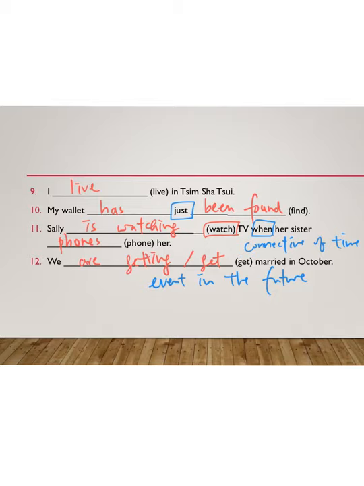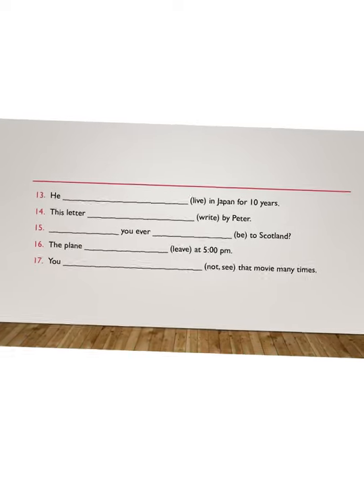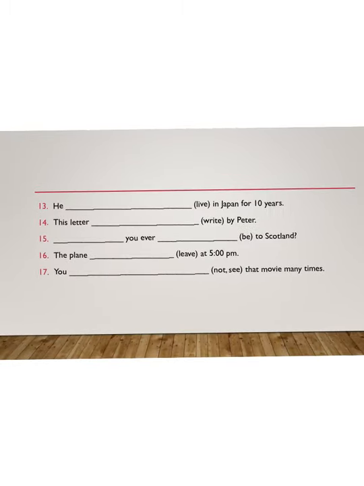Okay, so we have got the last 5 questions to talk about. Question number 13. He lived in Japan for 10 years. So this is an action that started in the past and continues up to the present. It is an unfinished activity. And that's why we have to use present perfect tense. Plus, you can see the signal words here, for 10 years. He has lived in Japan for 10 years.